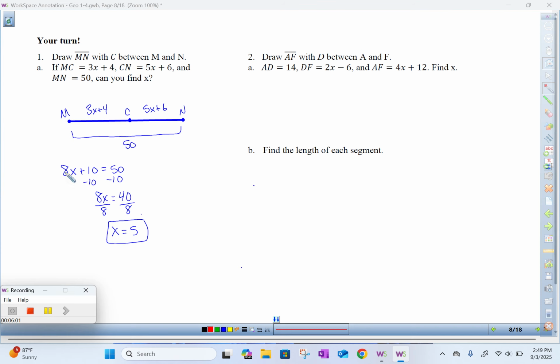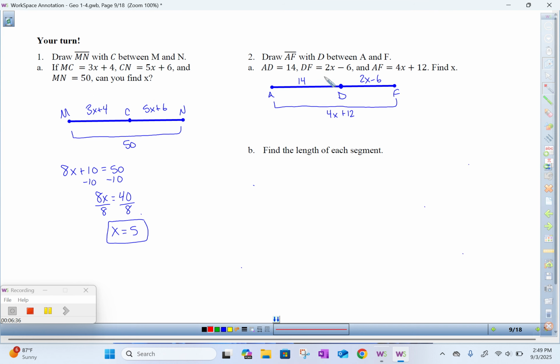Alright, hopefully you set it up looking like adding these two together, the 3x and the 5x, to get 8x, and then the 4 and the 6 make 10, so you may have had a step in between here, but it's equal to that 50, comes out to be 5. You can check yourself by plugging the number back in. 3 times 5 is 15, plus 4 is 19. Over here, 5 times 5 is 25, plus 6 is 31, and 19 plus 31 checks out to get that 50.